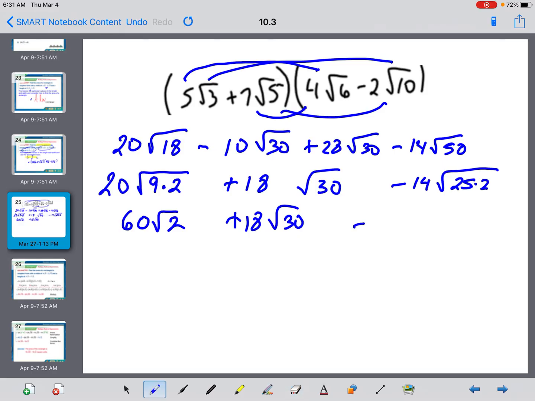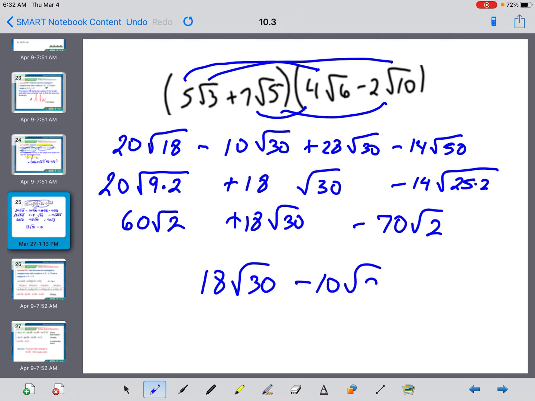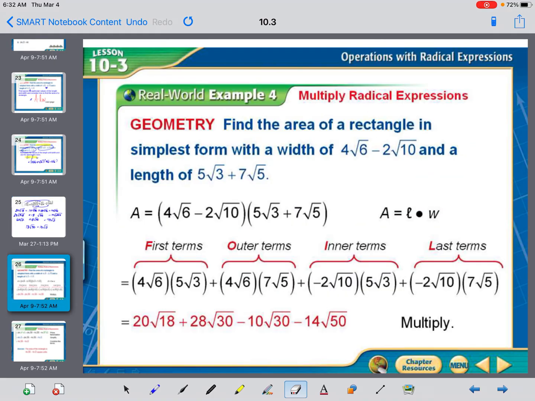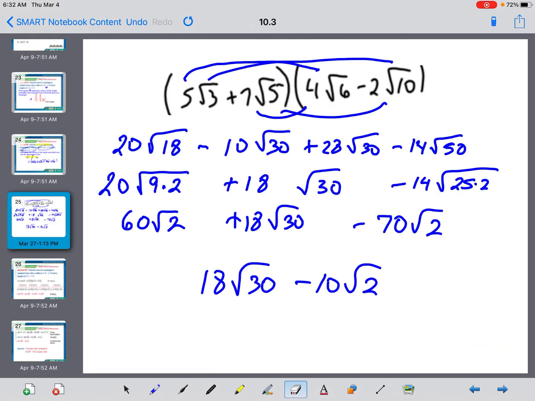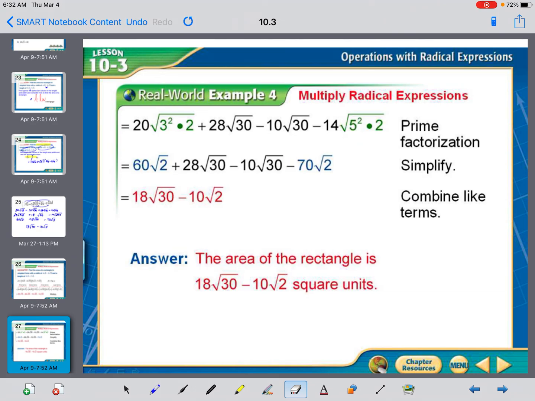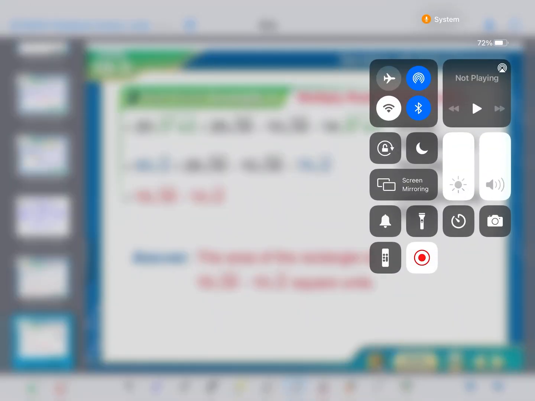And the square root of 25 is 5. Makes that a minus 70 times the square root of 2. And so that's this minus this. When I put these two like terms together, I get a negative 10. Let's see what they've got. That's what they've got. Same thing.